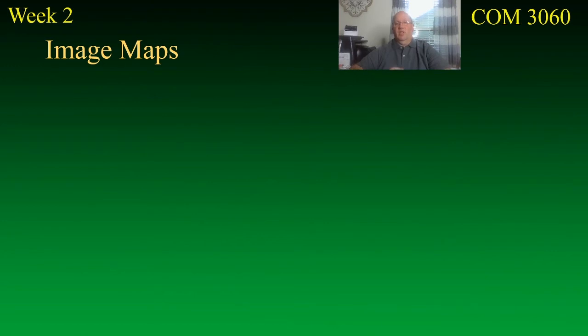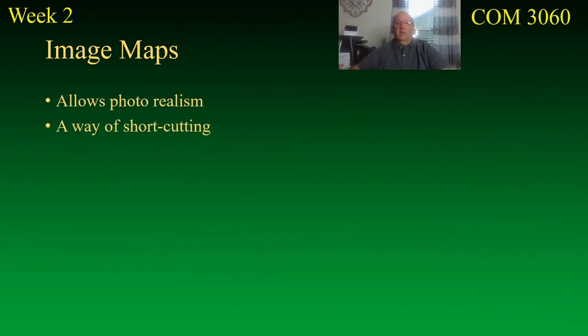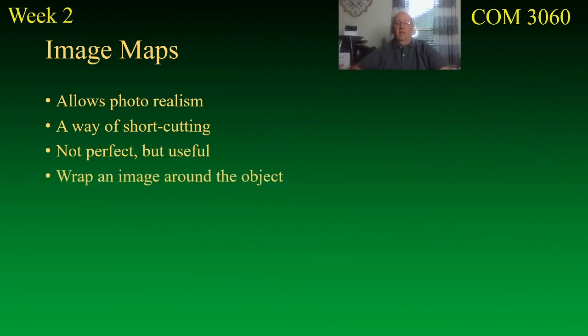Image maps save you an enormous amount of time. It allows for photorealism. It's a shortcut. It's a very easy thing to do, and it gives you a lot of bang for the buck, so to speak. It's not perfect, but it's still useful. Now, we're going to talk later about something called UV surfaces that are a whole lot better, but this will get you started. And so you're wrapping an image around the object.